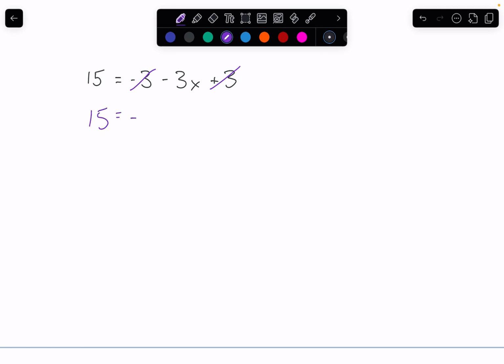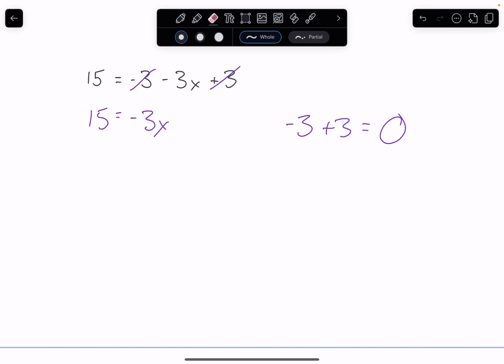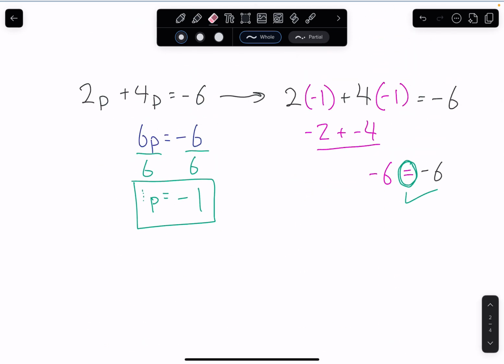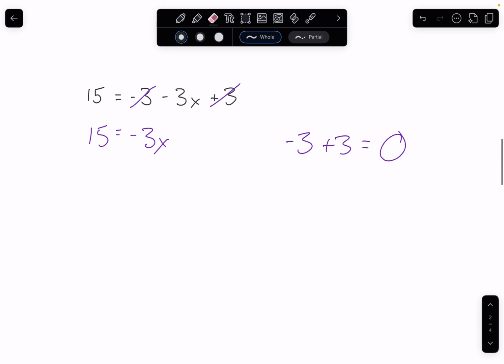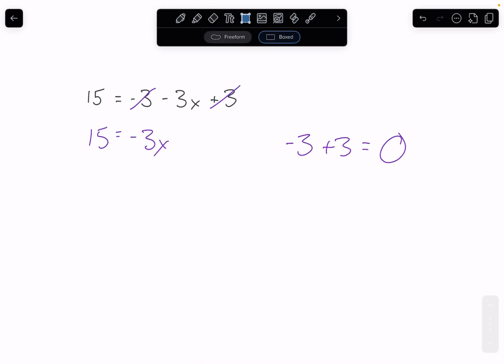15 is now just equal to a negative 3x. We didn't have to do anything to the left-hand side of the equation because we didn't actually change the value. A negative 3 plus 3 is just equal to 0. So all we did was combine like terms, just like up above, where we added the 2p and the 4p. We took those two terms and mushed them into a single pile. We're not changing the value on the right-hand side of the equation, we're just combining like terms. So now we have 15 equal to negative 3x, and that's the hard part done.